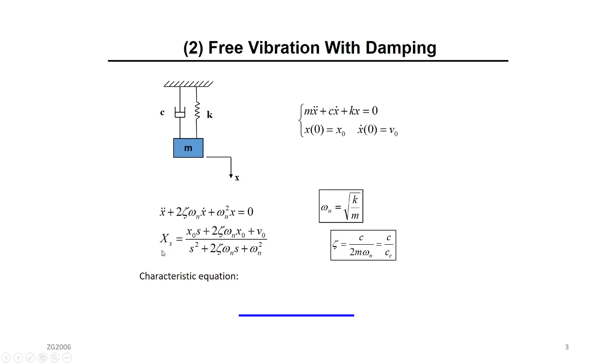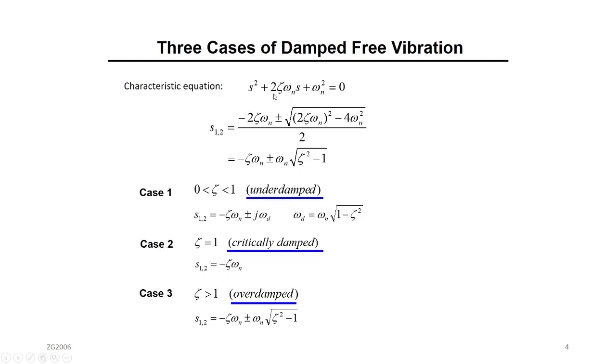If you solve for X after taking the Laplace transform, look at the denominator. What is this denominator? We call it the characteristic equation. Why is the characteristic equation very important? And why do we call it the characteristic equation? Because the roots of the characteristic equation will show you what kind of transient response you will have. Let me focus on the characteristic equation.